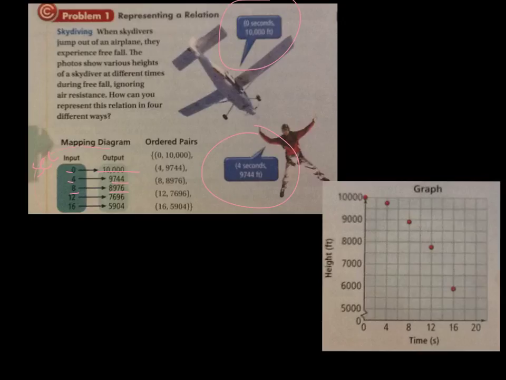We can take these same ordered pairs, our same mapping diagram, and turn them into ordered pairs. And those ordered pairs then translate into the graph. So this person started out at 10,000 feet, and after every second he fell a little bit, then a little faster, faster, and faster, and eventually he would hit the ground, which is what a skydiver would need to do. But he would, of course, open his parachute.